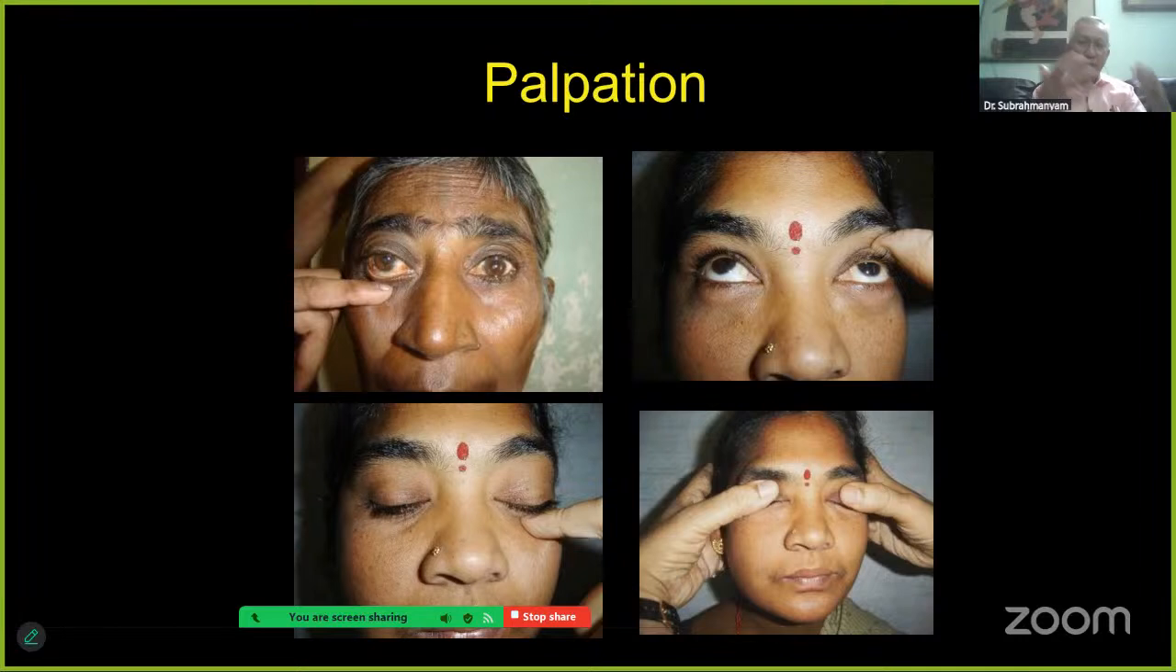For retropulsion, you hold the head from behind with the 4 fingers and compress both the eyes backwards with both the thumbs, as shown in the picture, as you can see here, so that you can compare the orbital pressure offered by the normal side with the proptosis side.